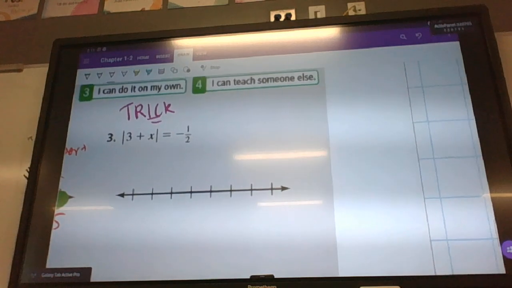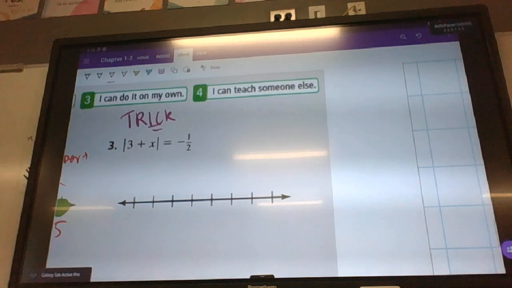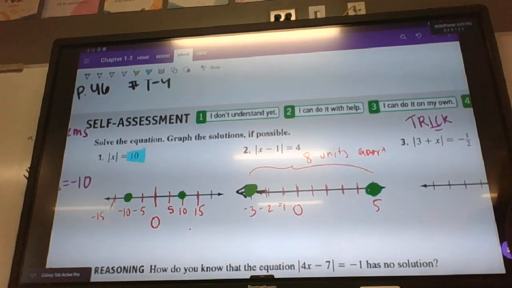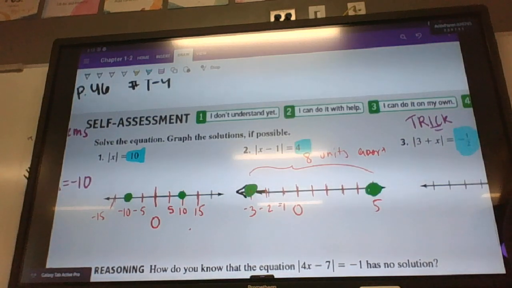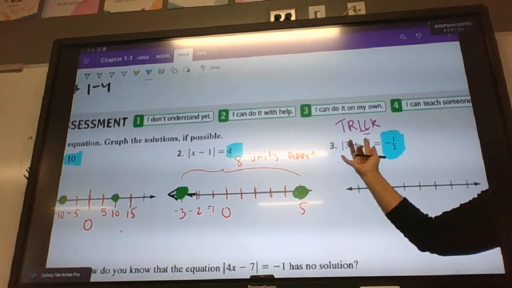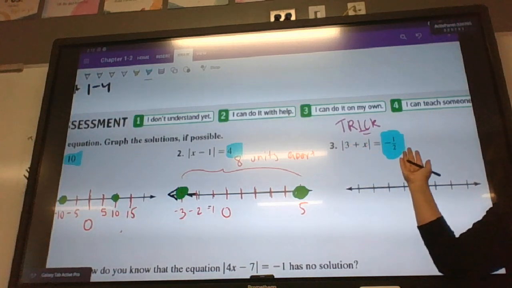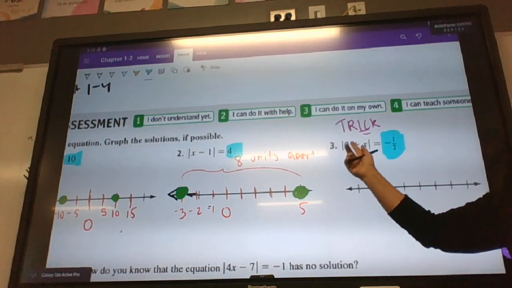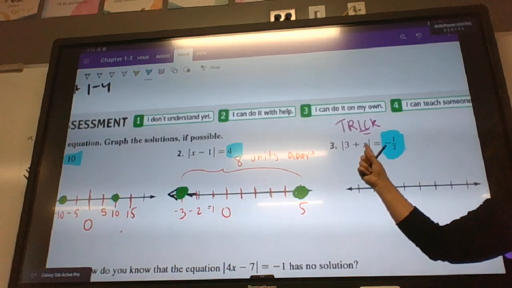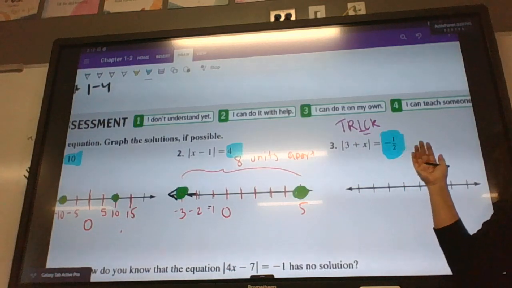Riley, do you know why this is a trick? Because it's a negative. Yeah. Okay, look. That's a positive 10. That's a positive 4. Is it absolute value if the bars are there? Isn't it supposed to be positive? Absolute value is supposed to be positive. So if it's set equal to a negative like this, there's nothing I could plug in for x that would, after the bars, be negative. So this is no solution.